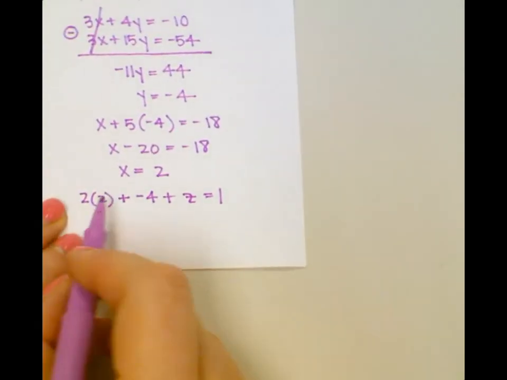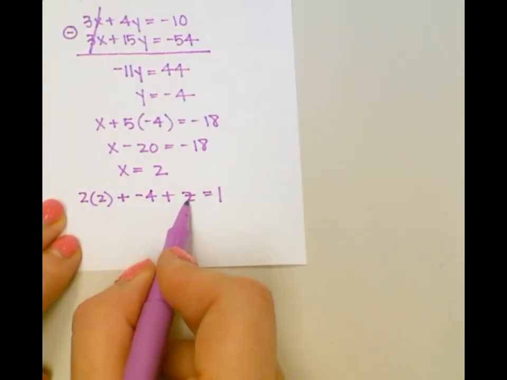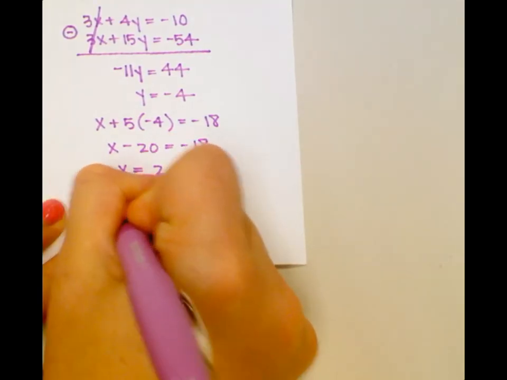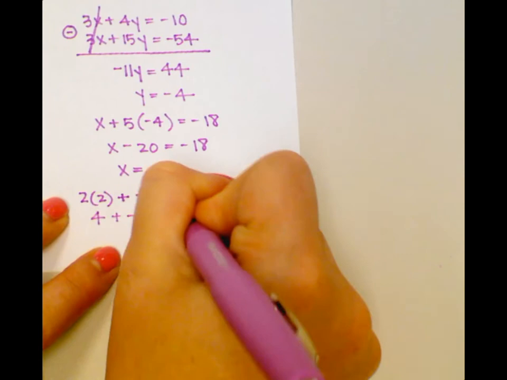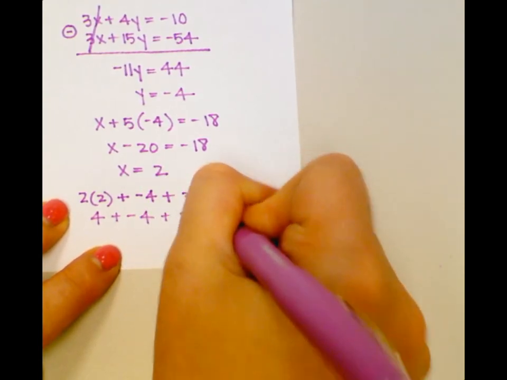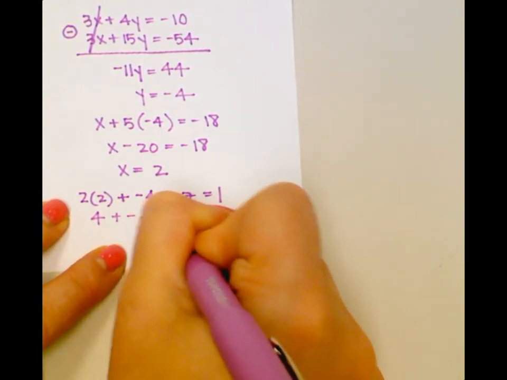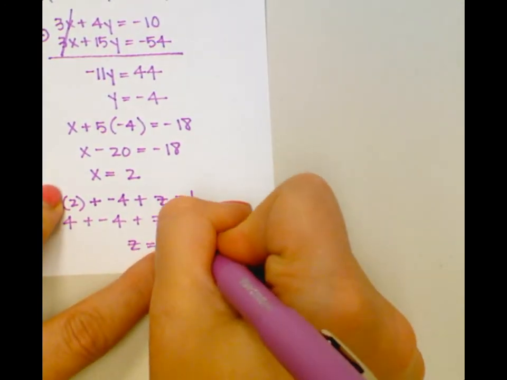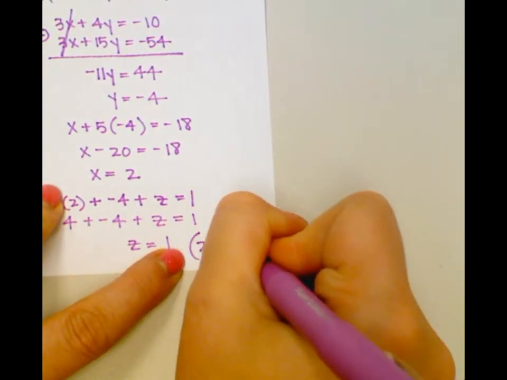So let me move the screen so you can see me. See, I plugged in my x, I plugged in my y. Here's my z. So 2 times 2 is 4. Ooh, what's a positive 4 and a negative 4? 0. So z is just 1. Now write your triple. X, y, z.